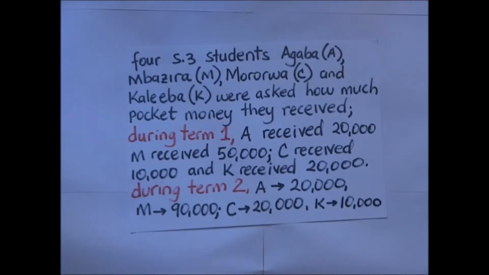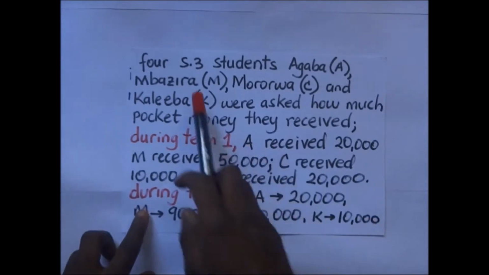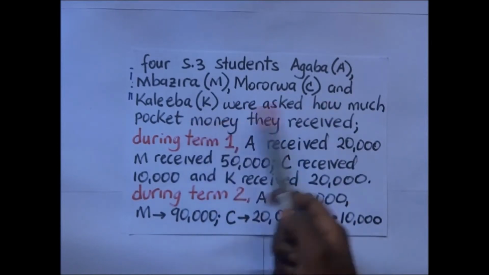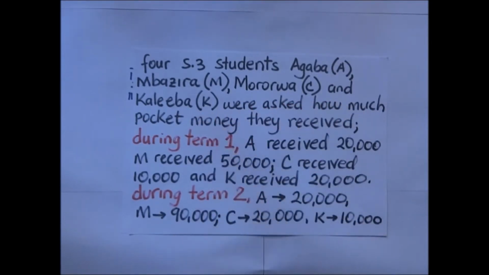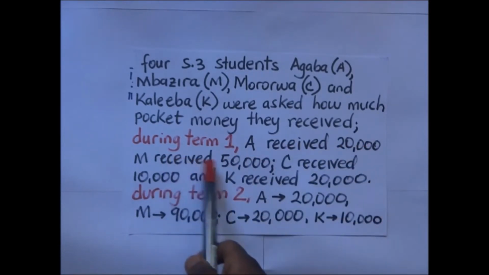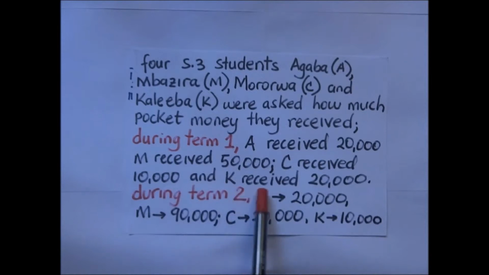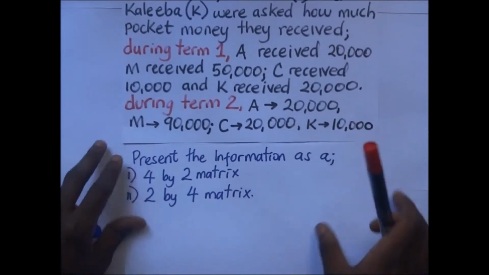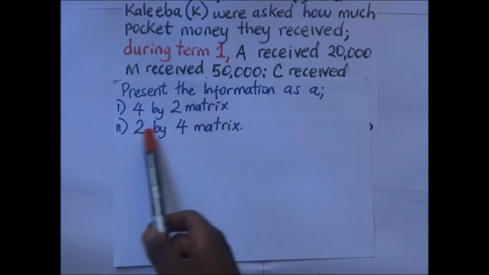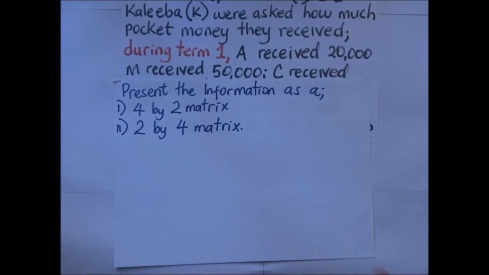Let's take an example here. 4 senior 3 students, Agaba, Mbazira, Mororwa, and Kaleba, were asked how much pocket money they received. During term 1, A received 20,000, M received 50,000, C received 10,000, and K received 20,000. During term 2, A received 20,000, M received 90,000, C received that, and K received that. They're asking us to represent this information as a 4x2 matrix, and then as a 2x4 matrix.